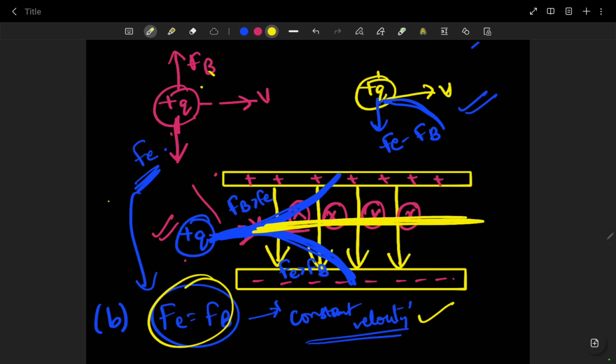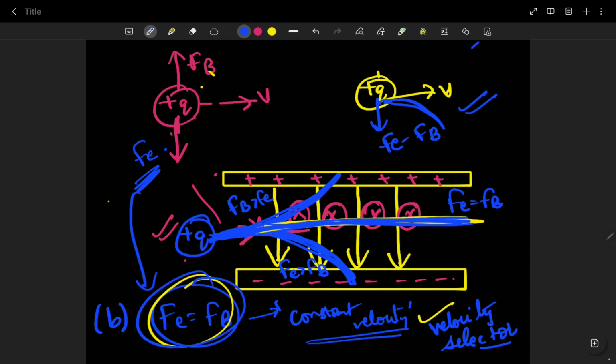Now I've drawn it with yellow. I should have drawn it with blue. So this is the case of Fe equals Fb, and in your NCERT also you will see that there is a device with the name of velocity selector that is designed on this basis.